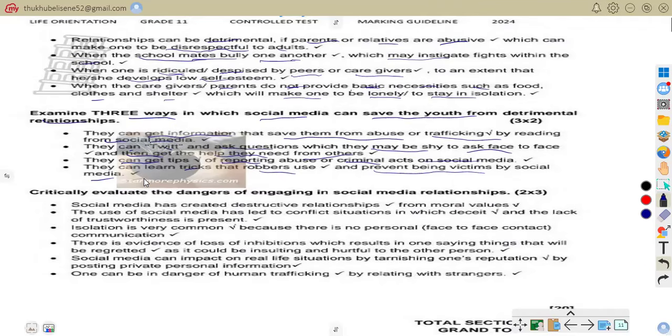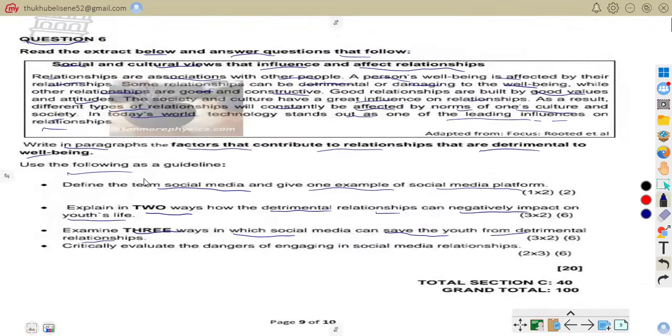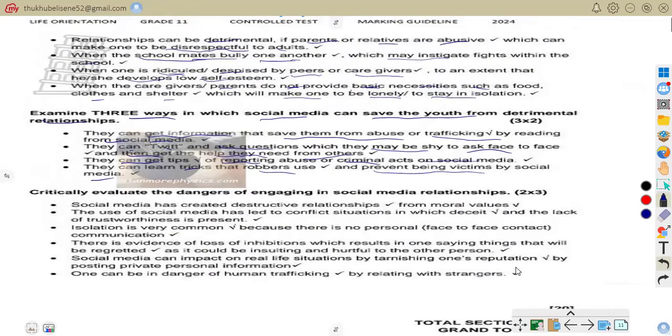So now let us go to the last question, which says, critically evaluate dangers of engaging in social media relationships. So here we are to evaluate dangers of engaging in social media relationships. The first one says social media has created relationships destructive to moral values. So the danger is destruction of moral values. Some online relationships encourage bad behavior. For example, friends influencing others to post inappropriate content online.